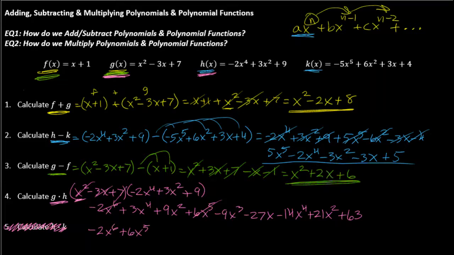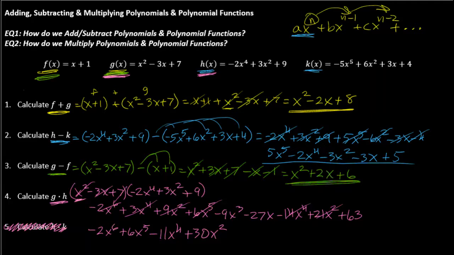Then we're looking at the terms to the 4th power, so plus 3x to the 4th minus 14x to the 4th, so that's going to leave me with minus 11x to the 4th power. Then we're looking at the squared terms, so plus 9x squared plus 21x squared, plus 30x squared in total.